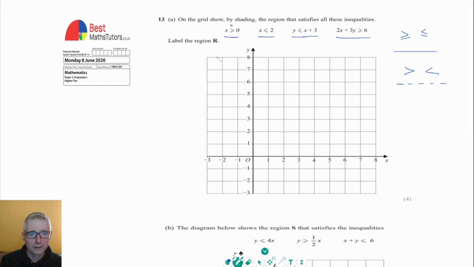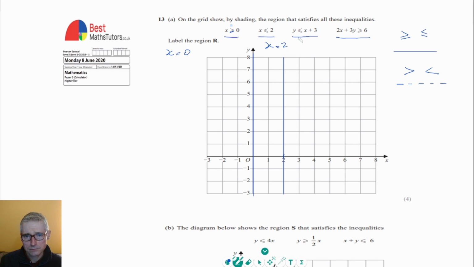So I'm going to start off by drawing x equals 0 as a solid line because it's got the equals to as well as the inequality. That's a line which is basically the y-axis, so I'm going to draw that there. And then I'm going to go to the next one, x is less than or equal to 2. So I'm going to draw x equals 2. That's just a vertical line that goes through 2 on the x-axis, so it's a line like this. And again, we draw it solid because we've got the equals to as well as the inequality there.